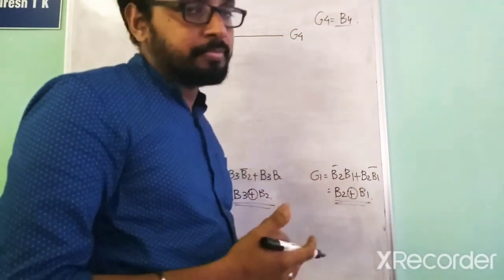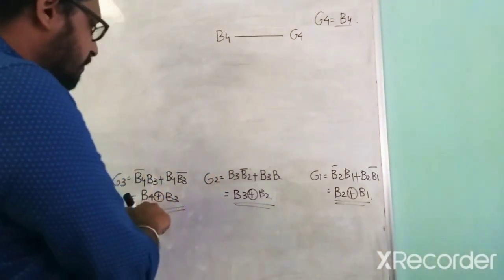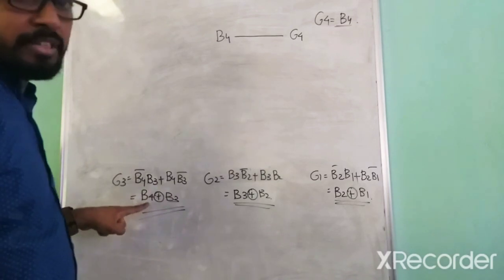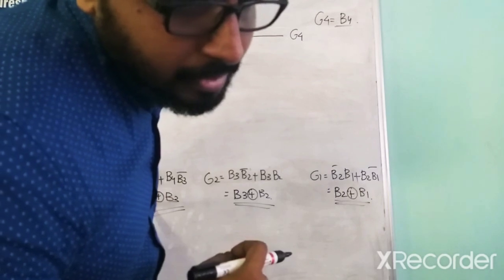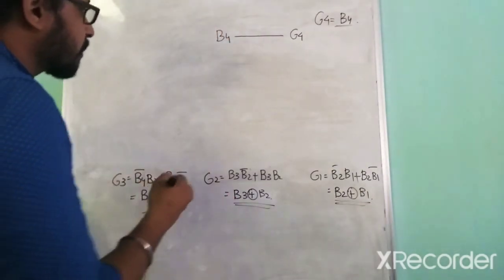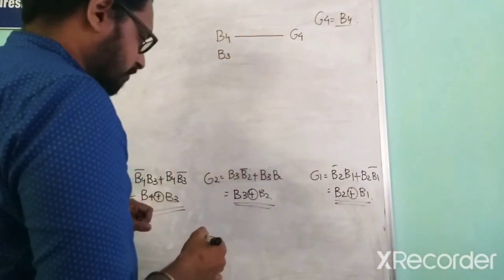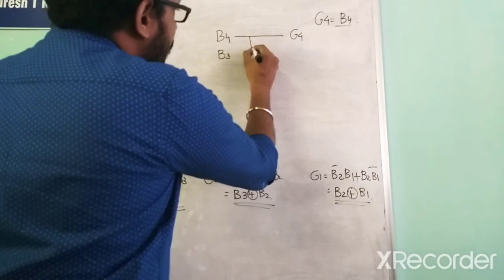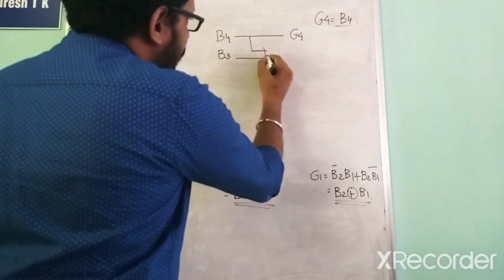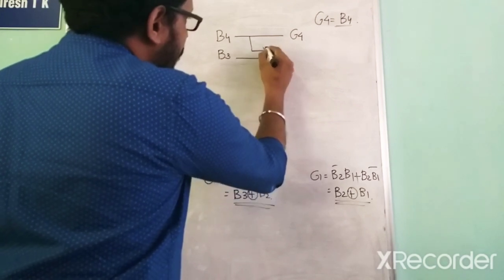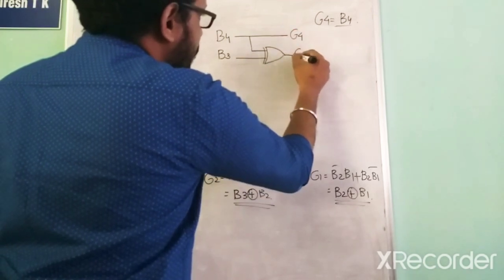G4. Clear? Next is G3, which is B4 XOR B3. Let me verify. Yes. So what we do is write B3 and G3.